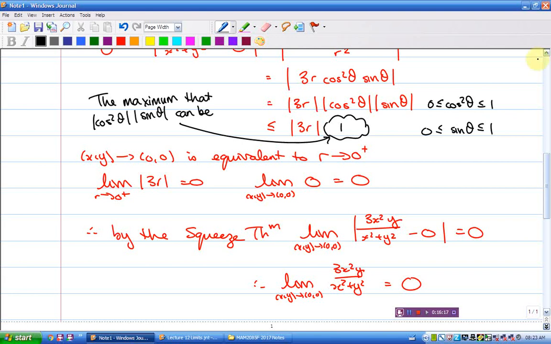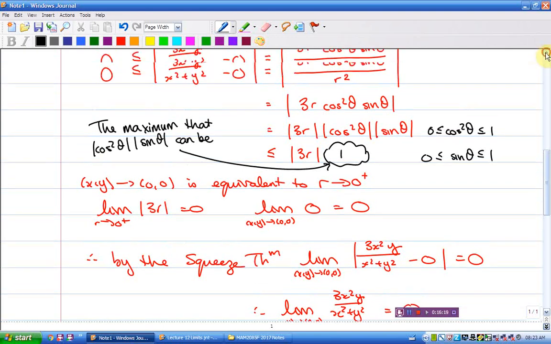Okay, let me scroll up one line there. I replaced the x with r cos theta, and I replaced the y with r sine theta. So that's all I did in that top part on the right. And then after that, I cancelled the r squared, which is fine. I can do that because remember, I'm going to make r tend to 0. R is never going to be equal to 0. It's going to tend to 0. So division by r squared is fine, not a problem.